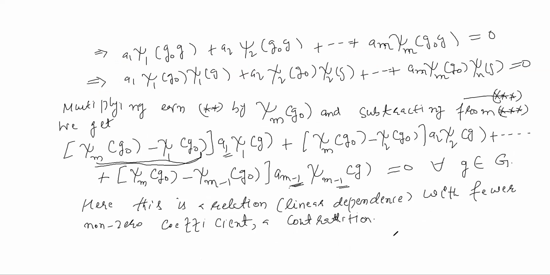So distinct characters are linearly independent. And as a remark, if you take injective homomorphisms of a field to a multiplicative group of some other field, then they are also going to be linearly independent. In particular, you will say that distinct automorphisms are linearly independent.